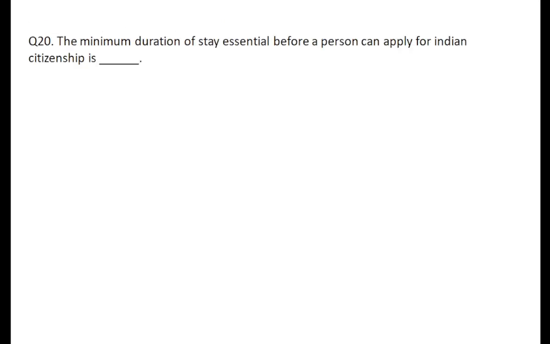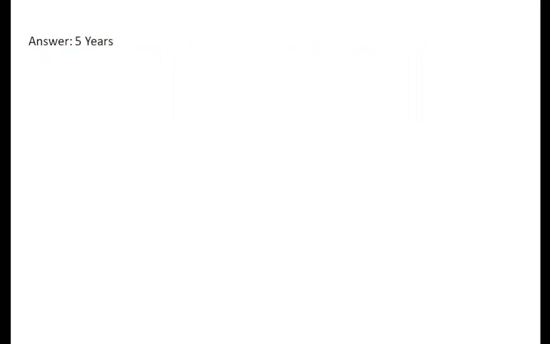Jharkhand. The minimum duration of stay essential before a person can apply for Indian citizenship is 5 years. Where are the fundamental rights of Indian citizens contained? Part 3 of the Constitution. Dash is not a fundamental right. Right to strike.